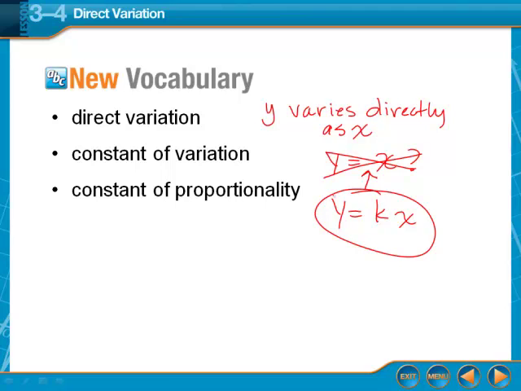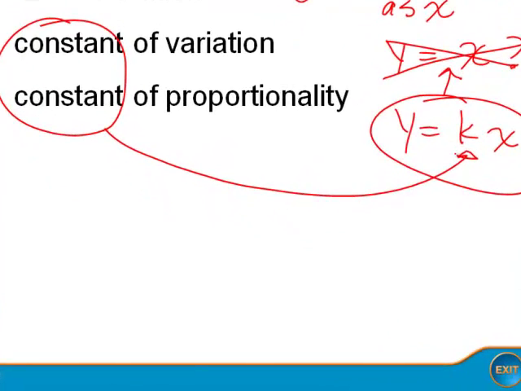When we talk about constant variation, we've seen the word constant. We talked about the word constant when it comes to slope. What a constant variation means, or constant proportionality means, is you have the same number over and over and over again. This k value right here is your constant variation, or your constant proportionality. It's also, when we start looking at slope-intercept form, the slope.